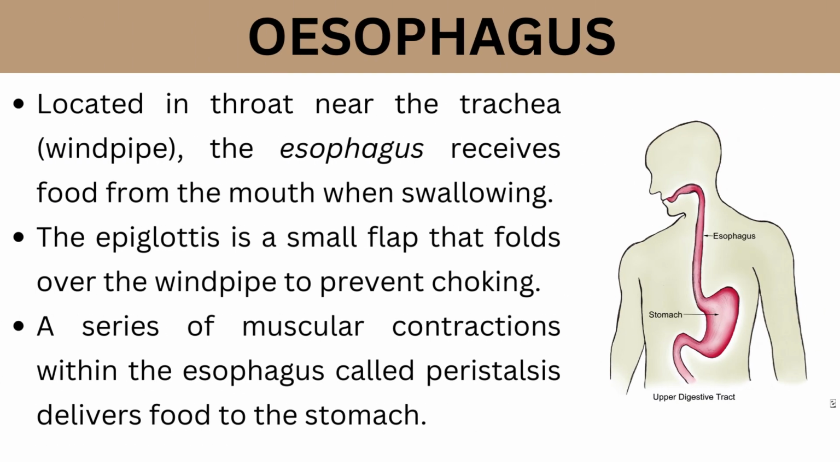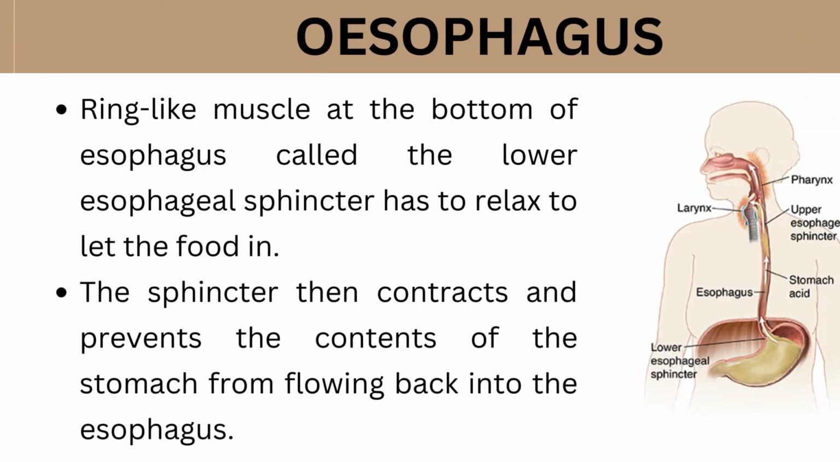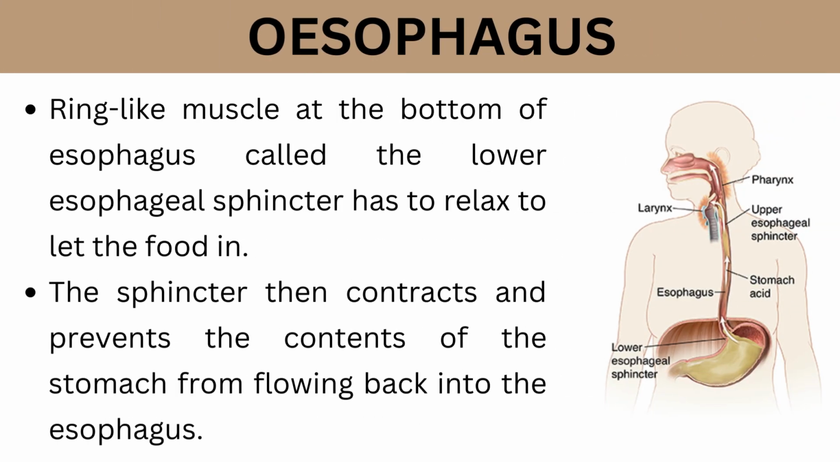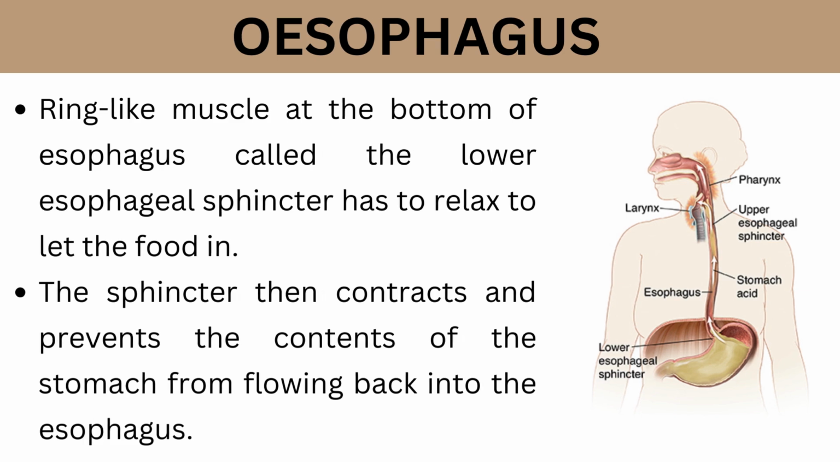Located in the throat near the trachea, or windpipe, the esophagus receives food from the mouth when swallowing. The epiglottis is a small flap that folds over the windpipe to prevent choking. A series of muscular contractions within the esophagus called peristalsis delivers food to the stomach. A ring-like muscle at the bottom of the esophagus called the lower esophageal sphincter has to relax to let the food in. The sphincter then contracts and prevents the contents of the stomach from flowing back into the esophagus.